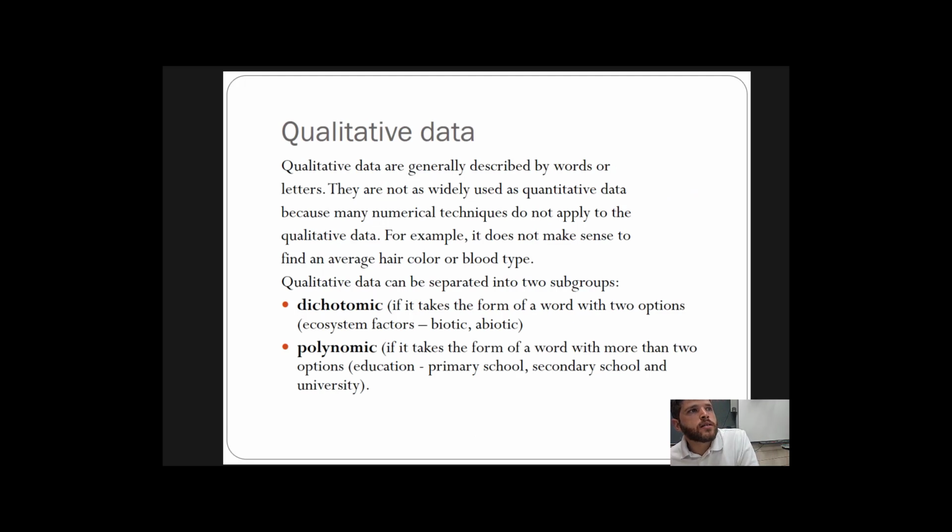So qualitative data are not used as much, or if they are used, they're used with quantitative data, because you really can't get like an average hair color or average blood type. So you need some sort of quantitative data usually. And we're not going to worry about the two types of qualitative.